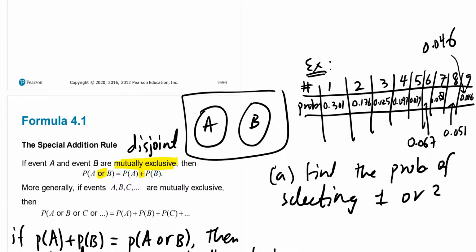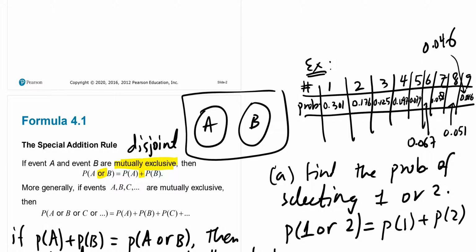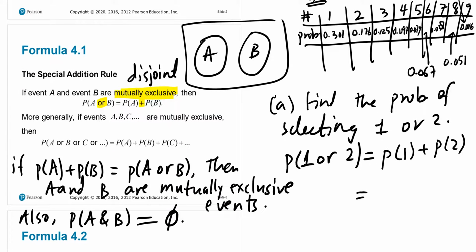1 or 2. So they want to find the probability of getting 1 or 2. They are mutually exclusive. They have nothing to do with each other. So it's the probability of 1 plus the probability of 2. The probability of 1 is 0.301. The probability of 2 is 0.176. If we add them together, that gives us 0.477.